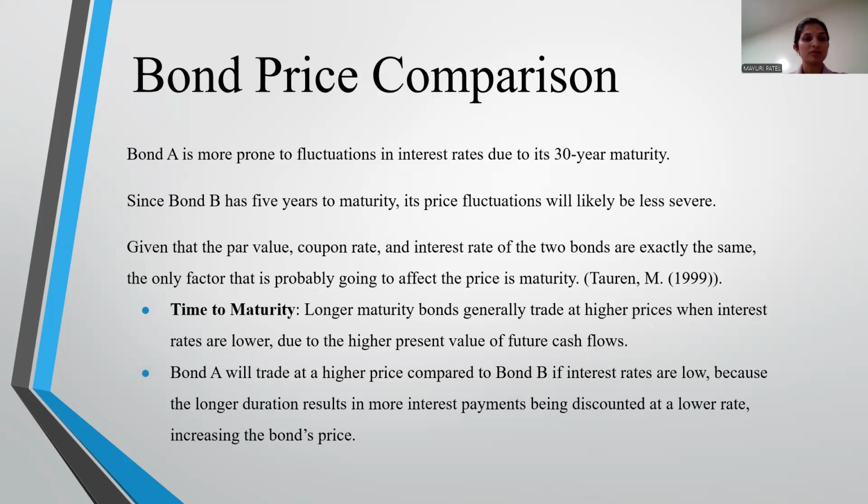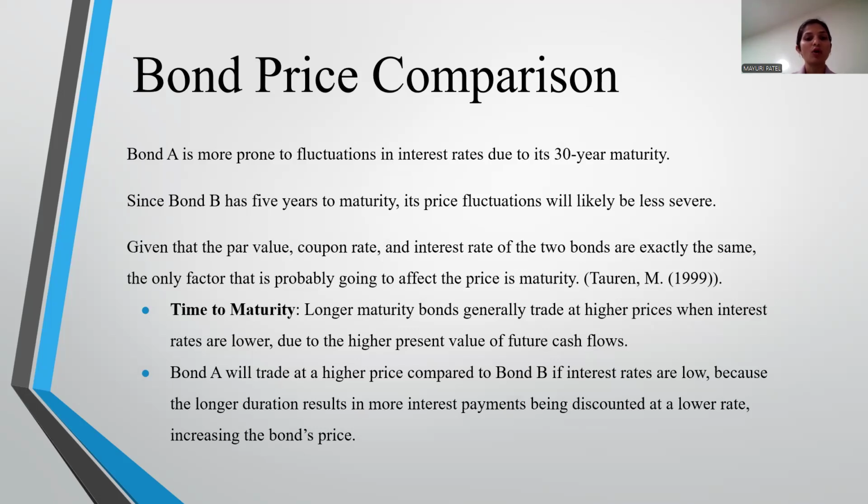Bond price comparison. Bond A is more prone to fluctuate in interest rate due to its 30-year maturity. Since bond B has 5 years to maturity, its price fluctuation will likely be less, given that par value, coupon rate, and interest rates of the two bonds are exactly the same. The only factor that is probably going to affect the price is maturity.